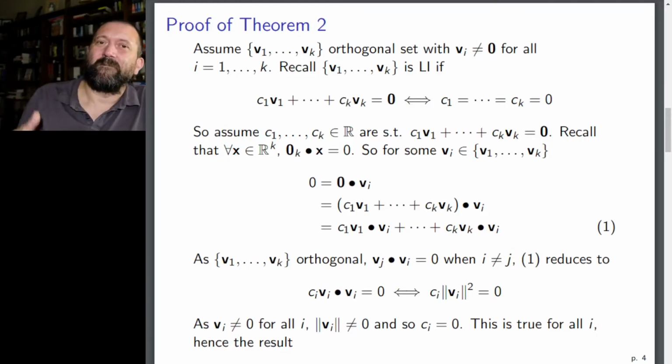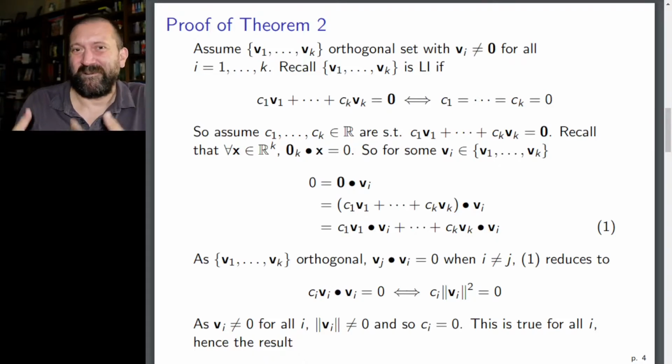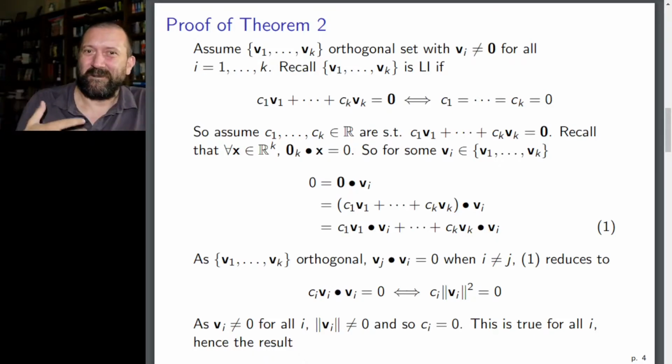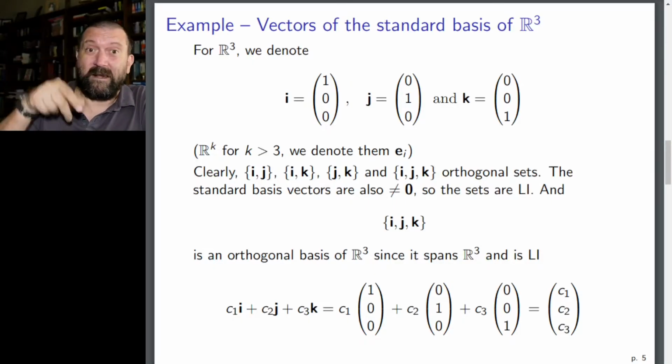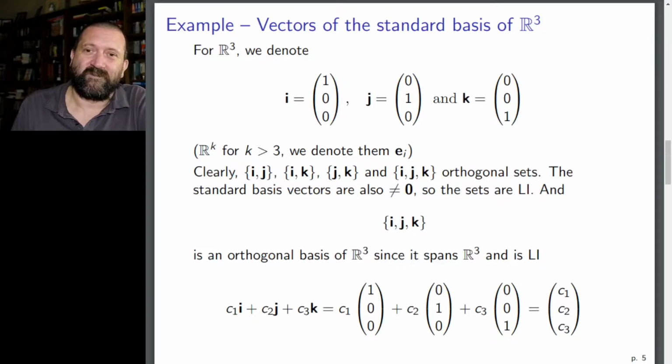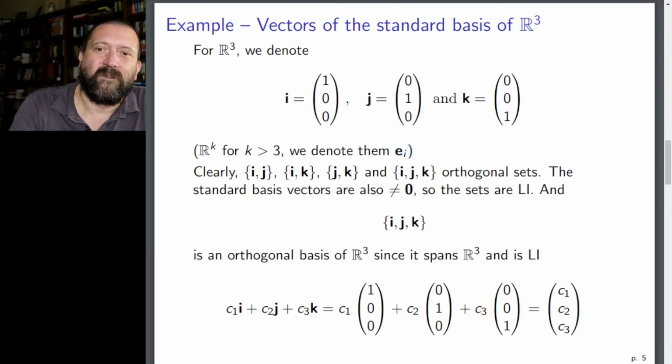And I want to again emphasize the links with linear independence, etc. So let me give you almost the most simple example that we could think of. Let's think about the standard basis of R cubed, which we've already seen. These are the vectors i, j, k, where i has 1, 0, 0, j has 0, 1, 0, and k has 0, 0, 1. And I'll remind you that if we were working in a higher dimensional space, we would write Ei instead of ijk.